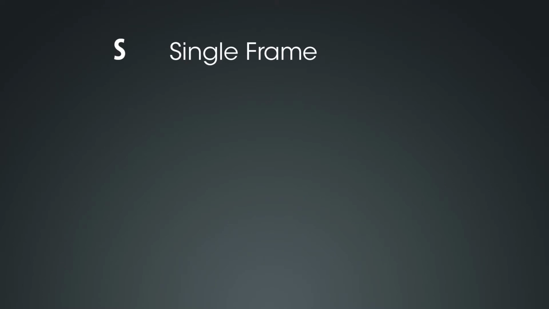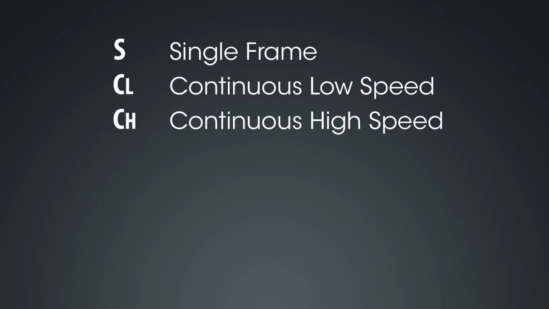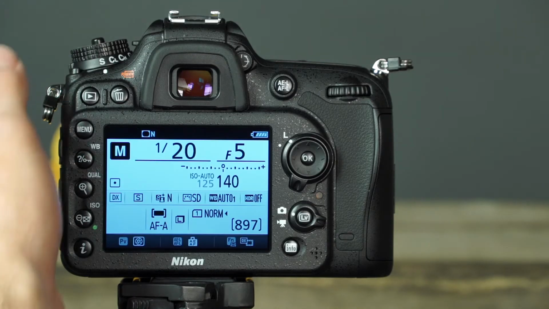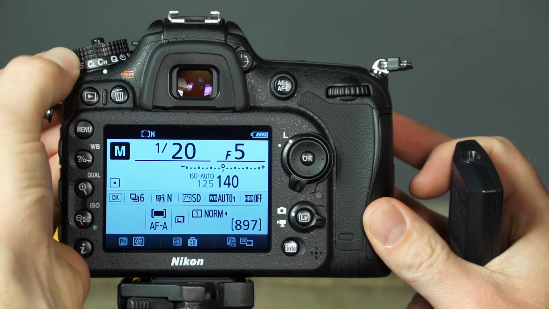Now that we've discussed shooting modes and ISO settings, let's take a minute to talk about the camera's release modes. The release modes determine how many times the shutter releases when you press the shutter button. The D7200 has single frame, continuous low speed, continuous high speed, quiet, self-timer, and mirror up. To set the release mode, simply press and hold the lock release and rotate the release mode dial.